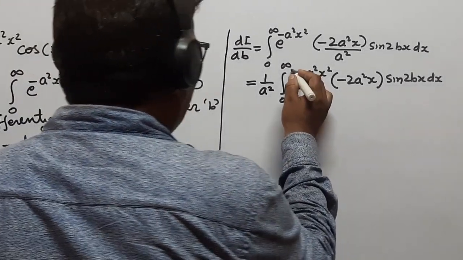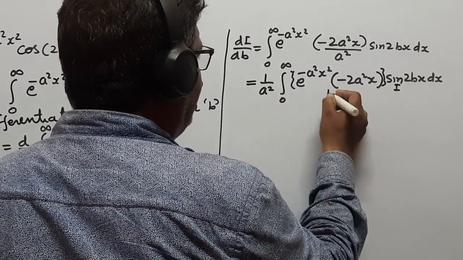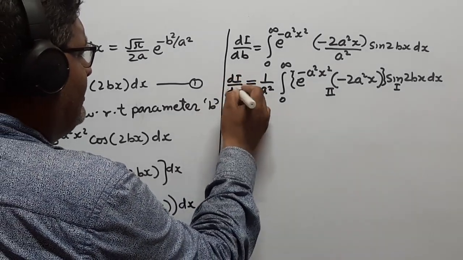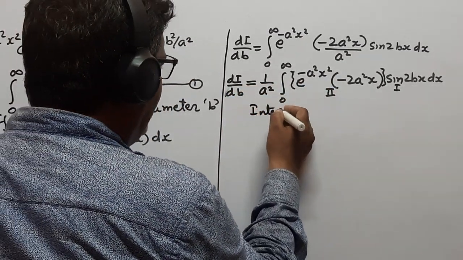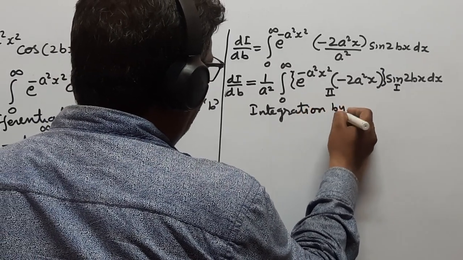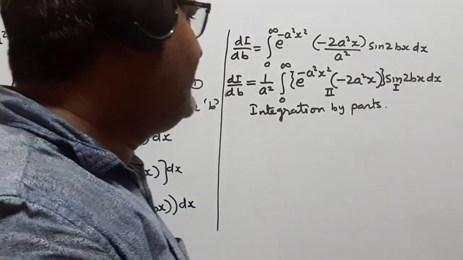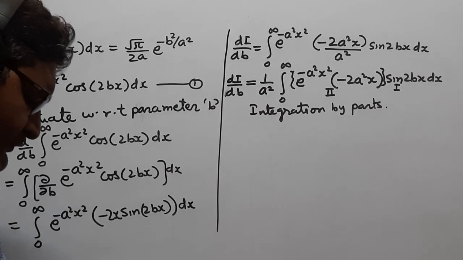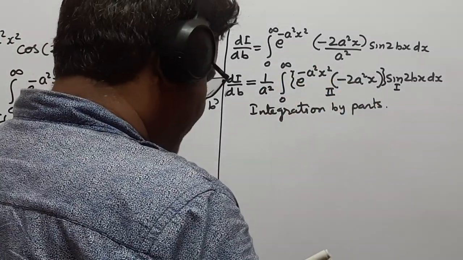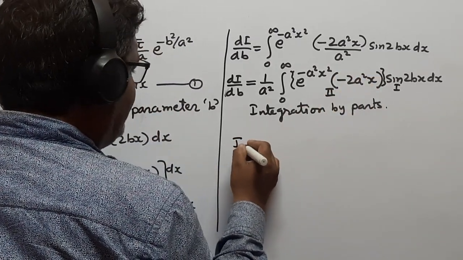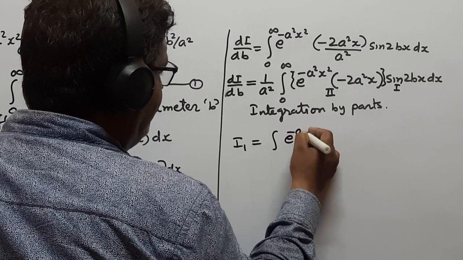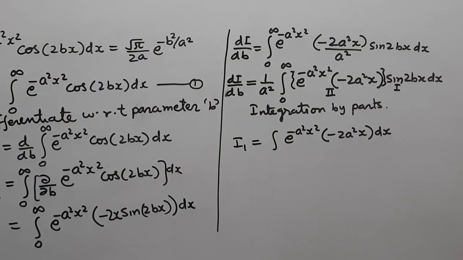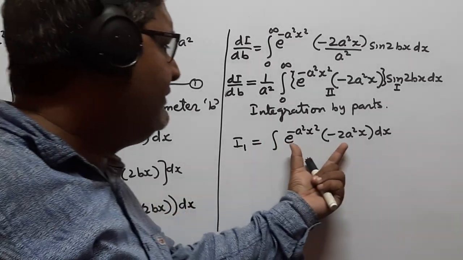Now suppose that this is the first function and this is the second function. Here we use integration by parts. So first we suppose that sin 2bx is the first function and the second function is e to the power minus a square x square multiplied by minus 2a square x. For finding the integral, first we find the integral of the second function. We suppose that the integral of e to the power minus a square x square minus 2a square x dx is equal to I1.